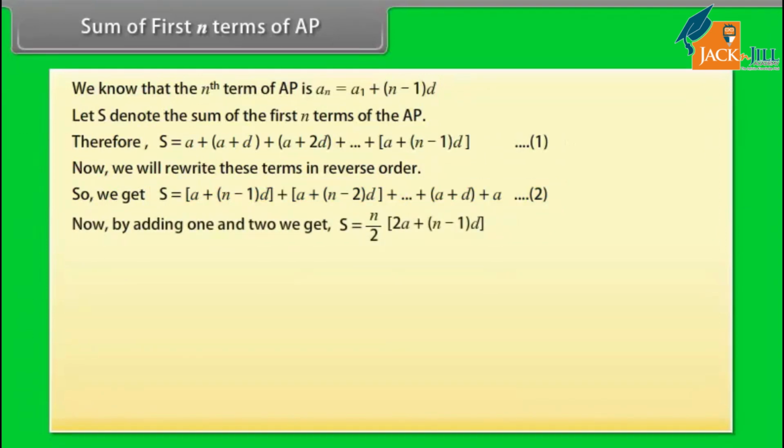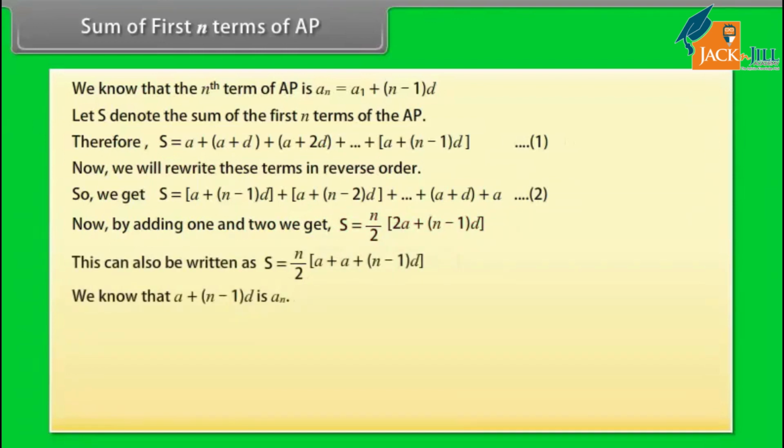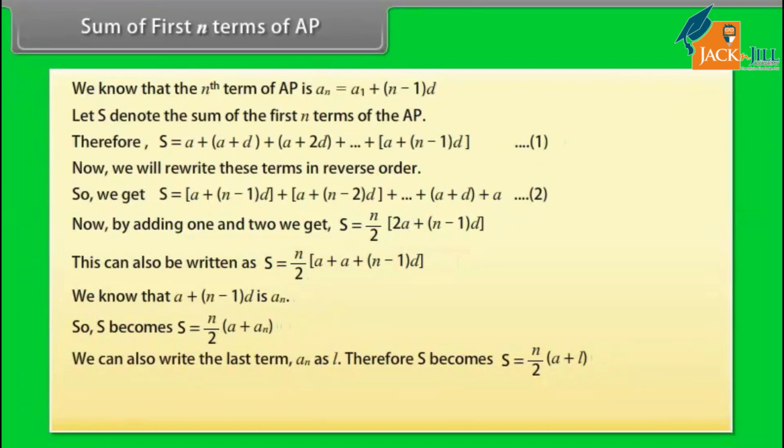Now by adding equation 1 and 2 we get S is equal to n upon 2 into (2A plus (n minus 1) into D). This is the sum of first n terms of AP. This can also be written as, we know that A plus (n minus 1)D is An. So S becomes n upon 2 into (A plus An). We can also write the last term An as L. Therefore, S becomes n upon 2 into (A plus L).